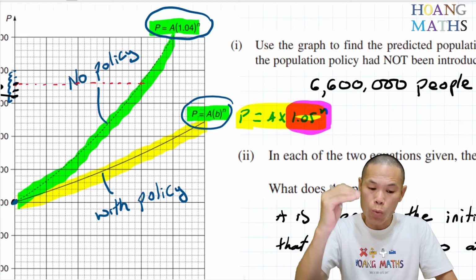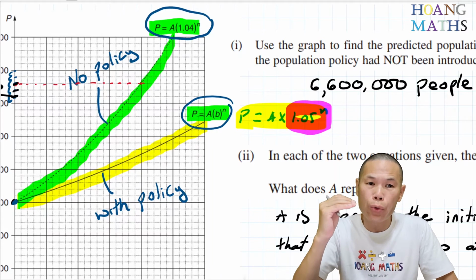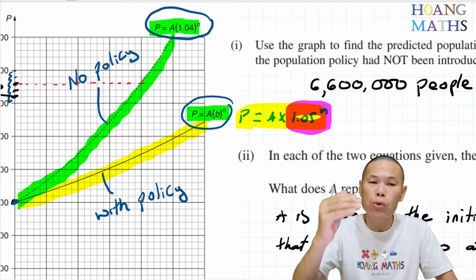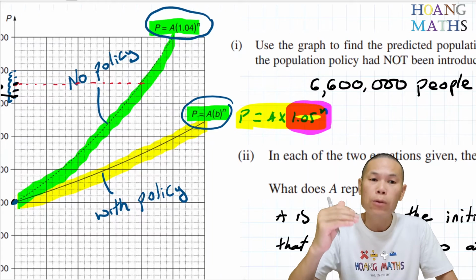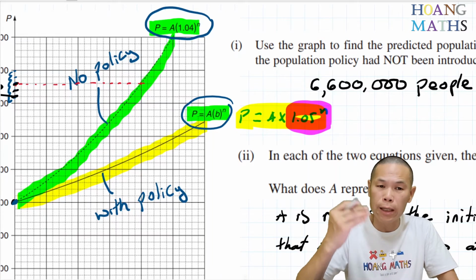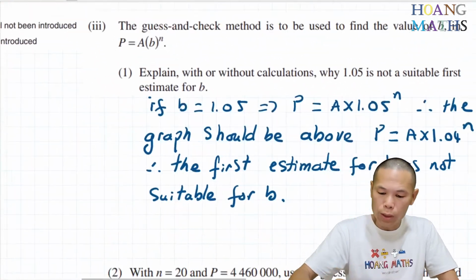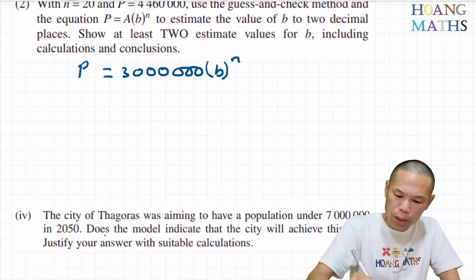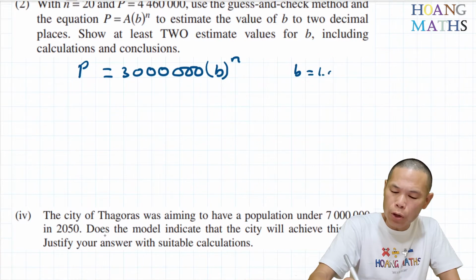So it should be the one down, which is 1.03. So we try that first. If it doesn't work, we try 1.02. And again, we can try 1.01. Okay, that's how we find the value of B, by just guess and check. So we start with 1.03. So B is equal to 1.03.